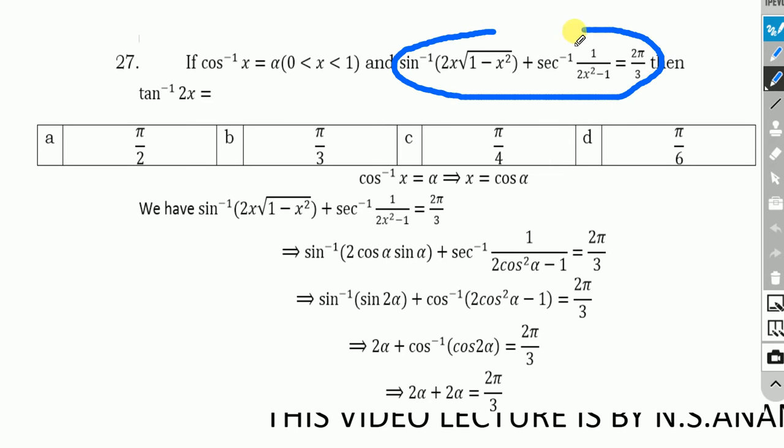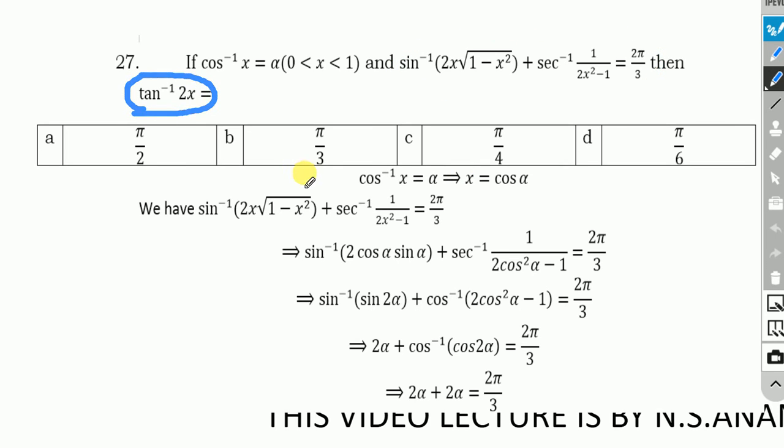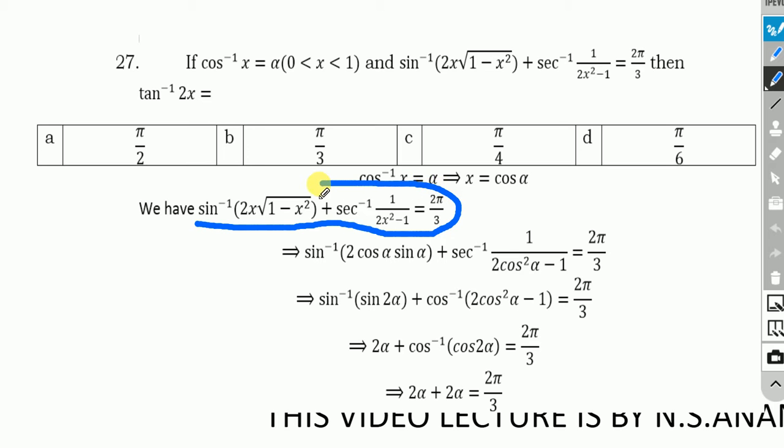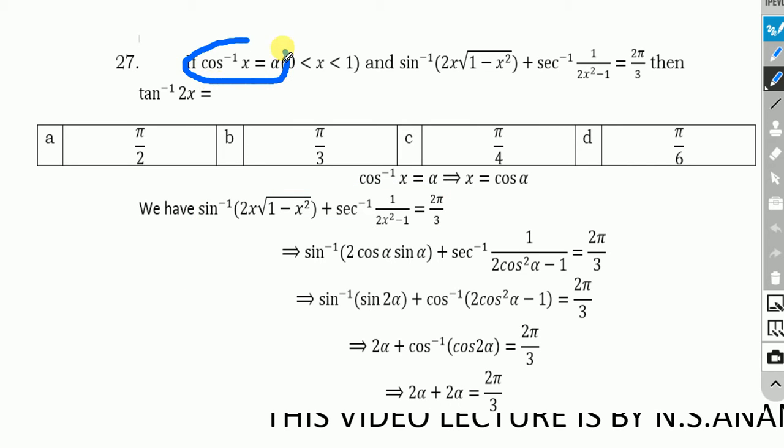We will consider sin inverse of 2x into root of 1 minus x square plus secant inverse of 1 by 2x square minus 1 is equal to 2 pi by 3. It is given that cos inverse x is equal to alpha. That means x is equal to cos alpha. So let us put x is equal to cos alpha here.